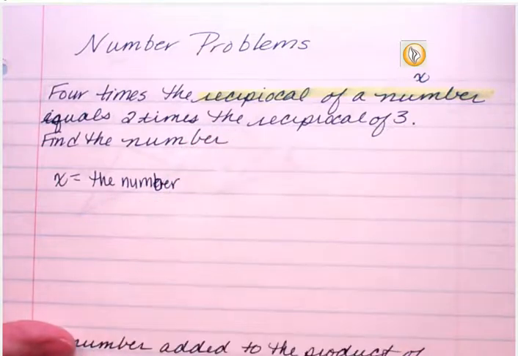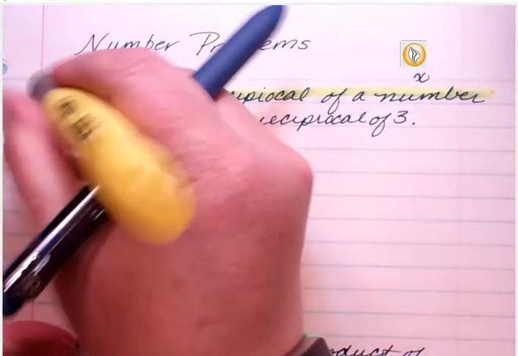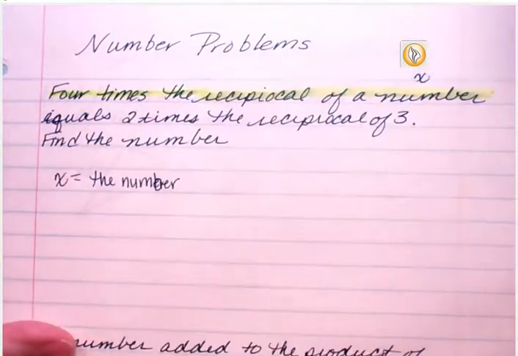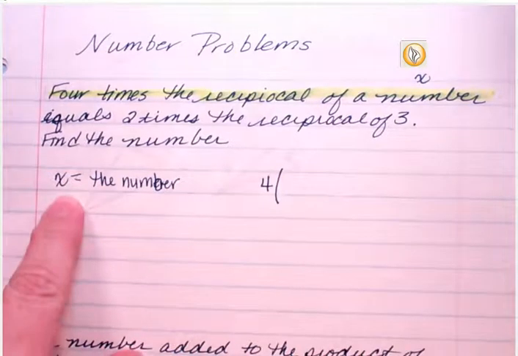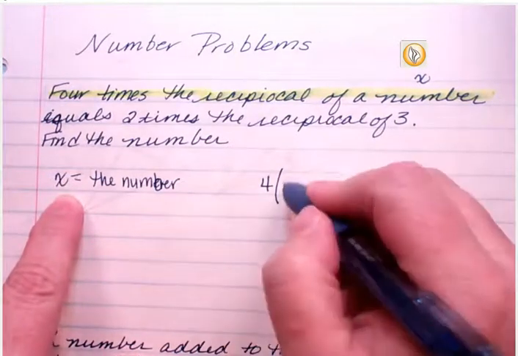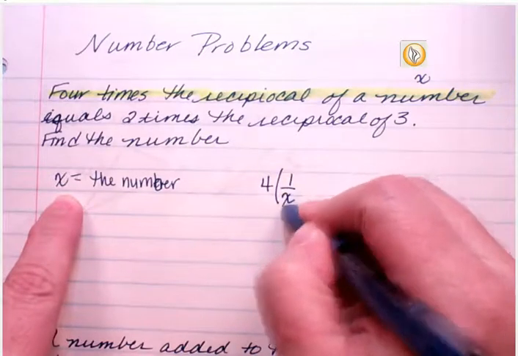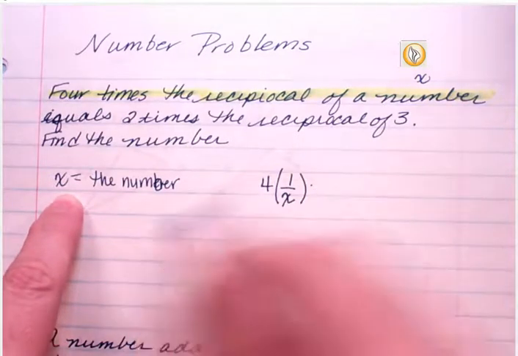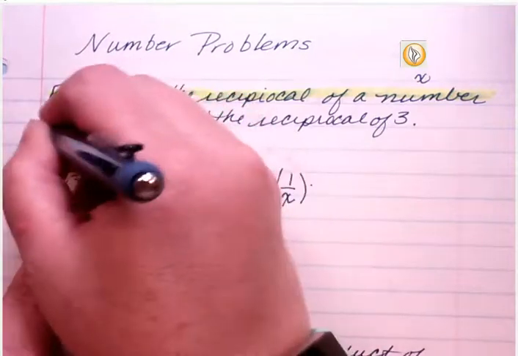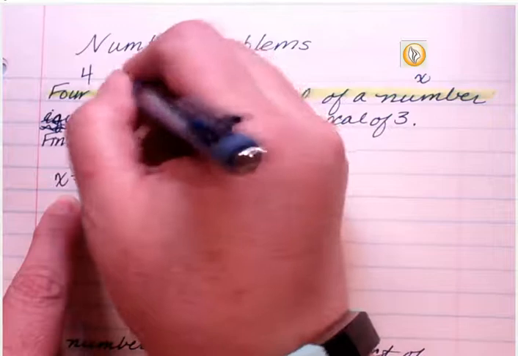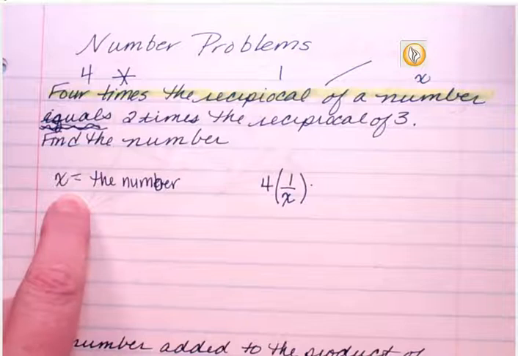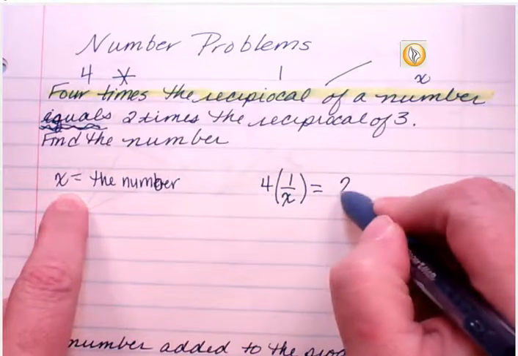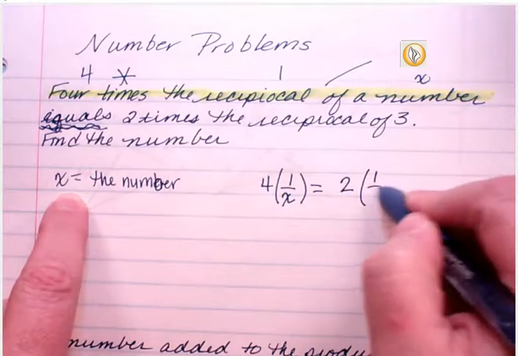It says 4 times the reciprocal of that. Well, 4 times the reciprocal, so that's 4 times the reciprocal of the number. Well, if the number is x, then the reciprocal is 1 divided by x. And then it says equals. So we had 4 times the reciprocal, so that's 1 over x, equals 2 times the reciprocal of 3. Well, that means it equals 2 times the reciprocal of 3.